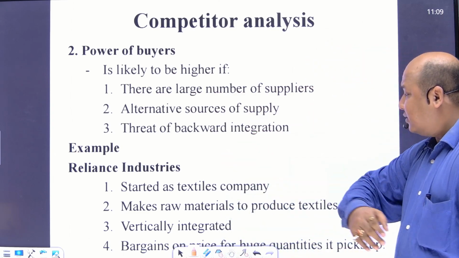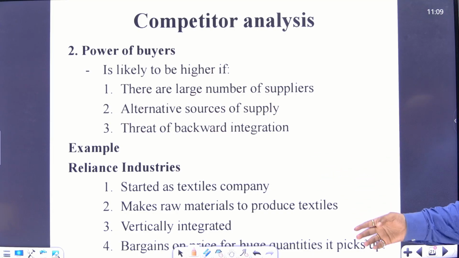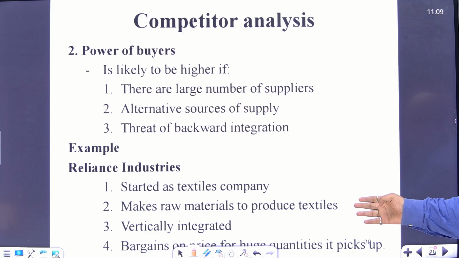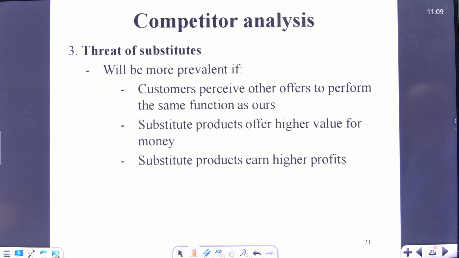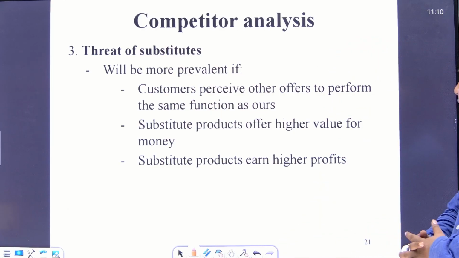Reliance Industries started as a textile company, makes its own raw material to produce textiles, is vertically integrated, and bargains on price for huge quantities in pickup. Threat of substitutes will be more prevalent if the customer perceives other offers to perform the same function as our product. Substitute products offer high value for money, and substitute products yield higher profit. Substitutes have to be there.